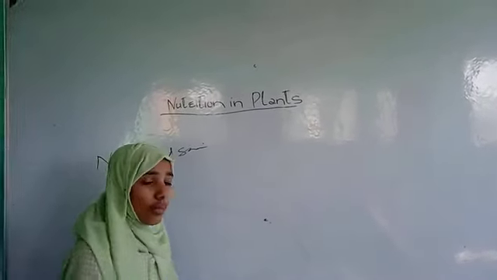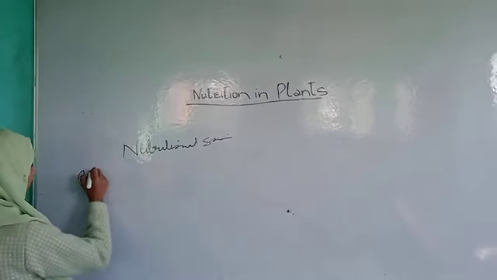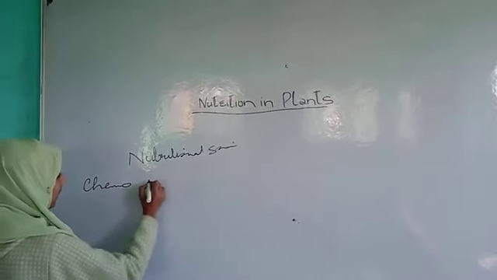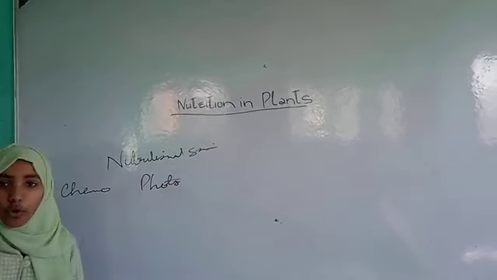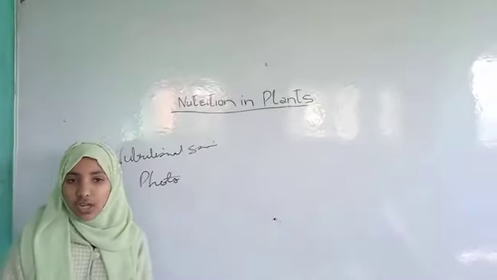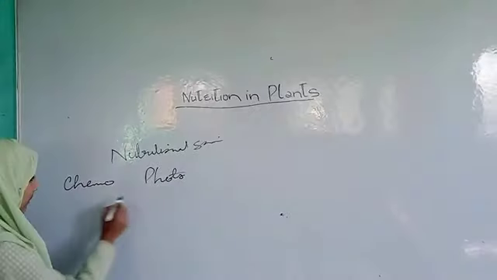And next, coming upon the types of autotrophic nutrition, that is chemoautotrophs and photoautotrophs. Photoautotrophs, the process in which organisms prepare their own food in presence of light. For example, plants.